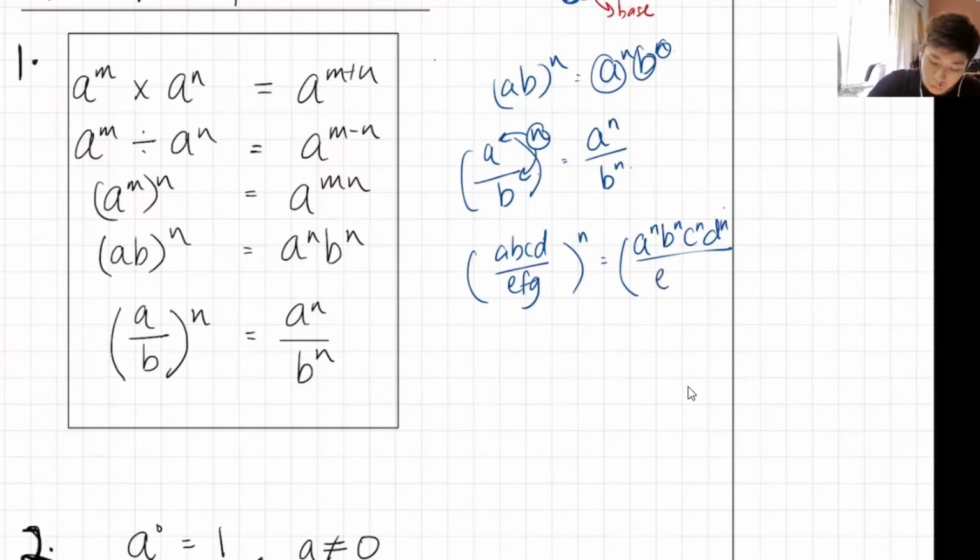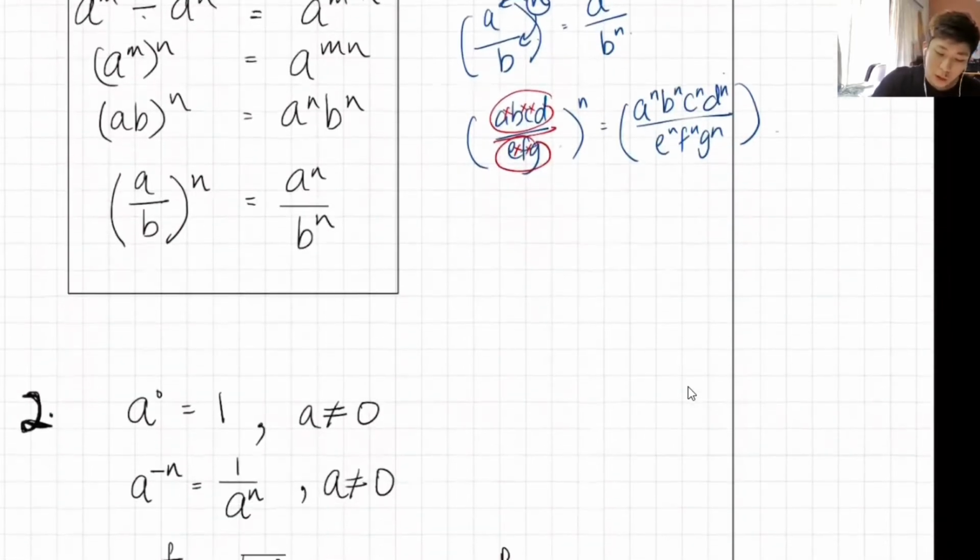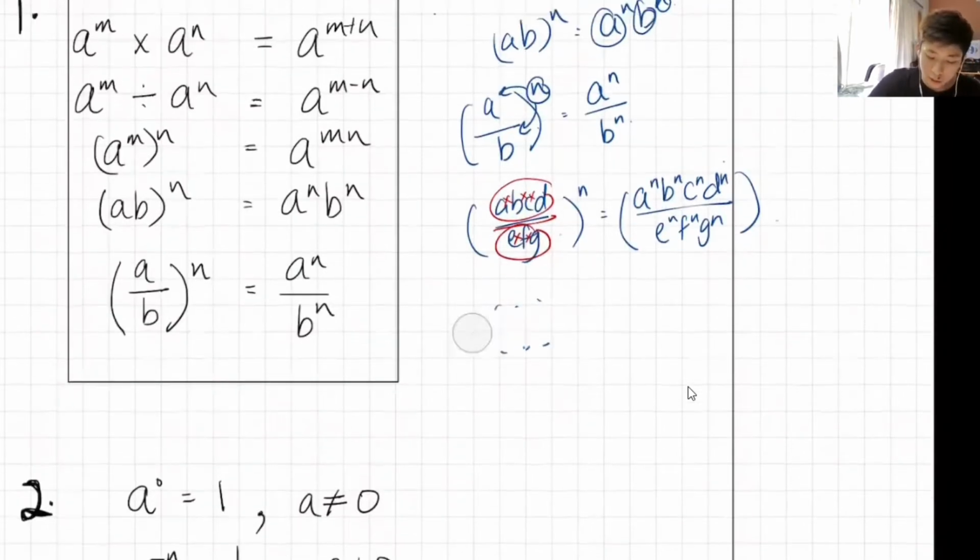And then e to the power of n, g to the power of n. Why can I do it? Because it's multiplication and division in action. This is multiplication, multiplication, multiplication. E is multiplying f, f is multiplying g, and the whole thing is dividing e, f, g. Then we can do it. All right. So the last question is about a divided by b to the power of n. Wait, I just covered that. That's funny.